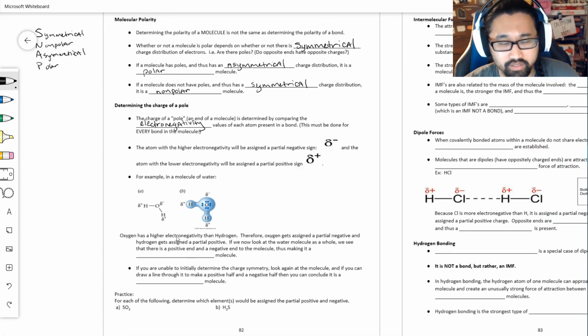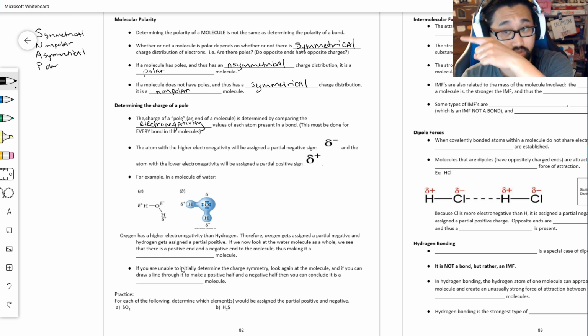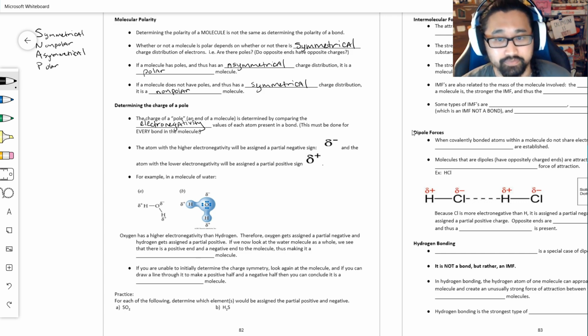Now, this is a little more technical, and there's a little too much nuance going on in there. The big thing I'm worried about is that you can tell the polarity of a molecule by the shape of the molecule. If it's symmetrical, it's nonpolar. If it's asymmetrical, it's polar. That's the SNAP thing.